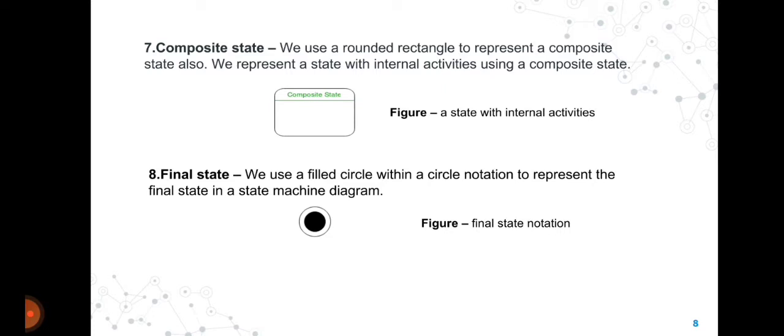We represent a state with internal activities using a composite state. Here we have an example for a state with an internal activity. And the eighth one is the final state. We use a filled circle within a circle notation to represent the final state in the state machine diagram. Here we have that notation.